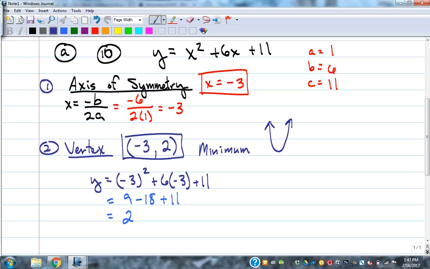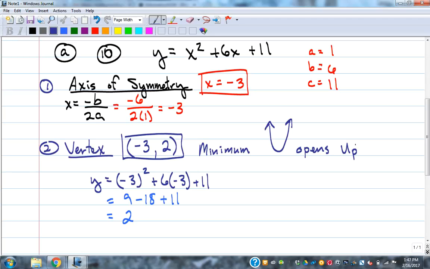If A is positive, it opens up. If A is negative, it opens down. And that decides the maximum or minimum. If A is positive, we have a minimum because it's got a lowest point at the bottom. If A is negative, it's going to open down, so we've got a highest point up here at the top. Okay, so we can decide those things. So this thing has a minimum, and then we can say it opens up. So we've clicked off 4 of those things already.